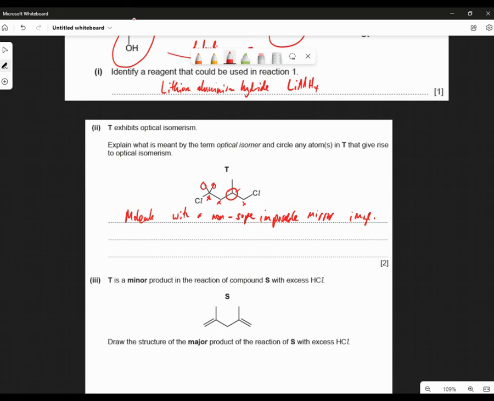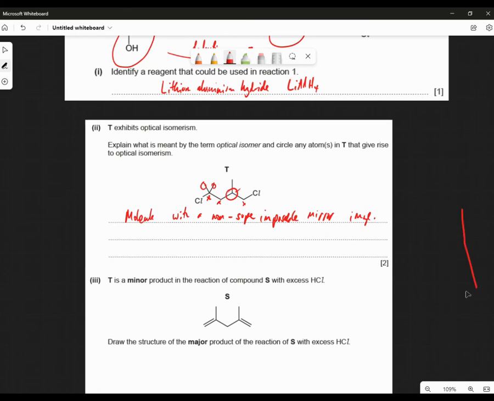In other words, there's two things. They're mirror images of each other, and the mirror images can't be superimposed on each other, like your left hand and right hand. Okay, they look kind of the same, but they're mirror images, but they can't be superimposed on each other. All right. Okay, that's what an optical isomer is.